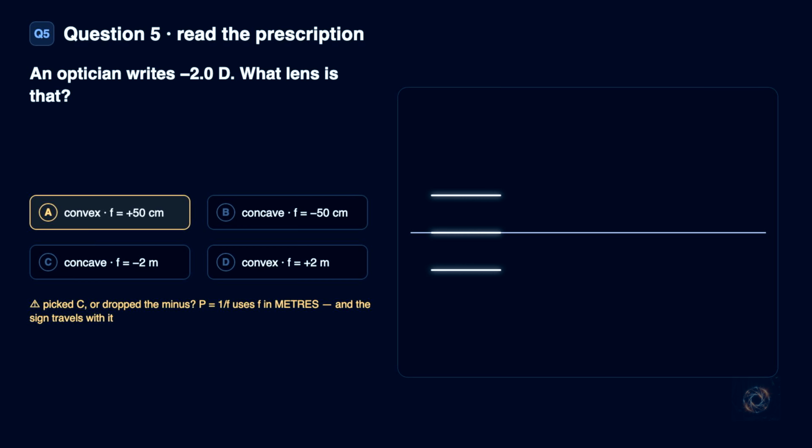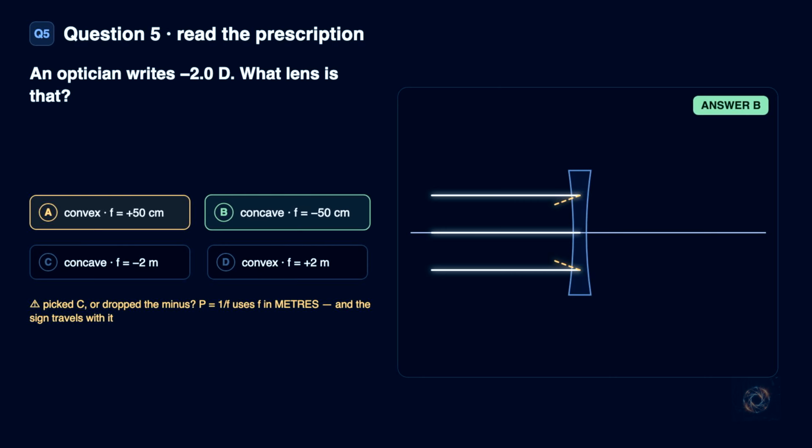Threw away the minus sign or picked C? Here's the catch. Power is 1 over f, with f measured in meters. 1 over -2 is -0.5 meters. That's -50 centimeters, not 2. And the minus sign means concave, a diverging lens. So the answer is B.